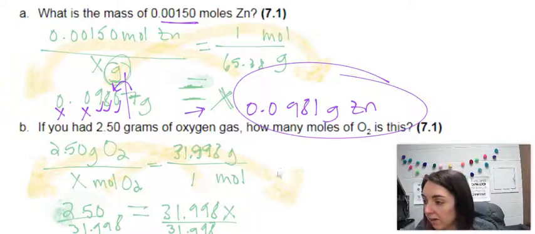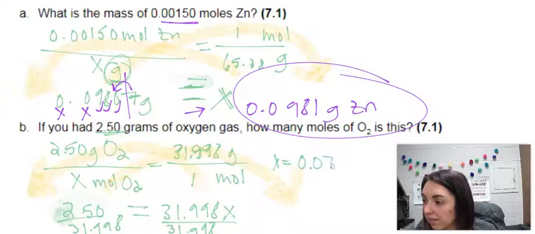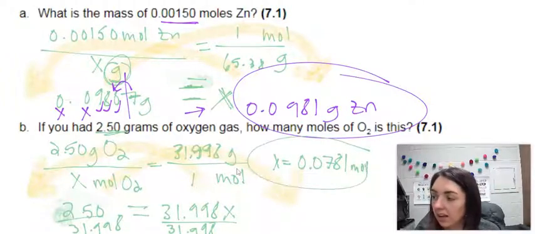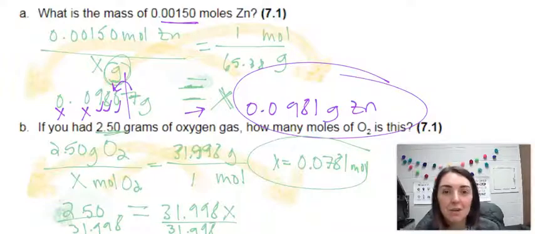And that gives me, so X equals 0. Let's do sig figs right away. I need 3 sig figs. 0.0781 moles of O2. That's 3 sig figs. 0.0781 moles of O2 rounded to 3 sig figs. And that's how you convert between mass and moles.